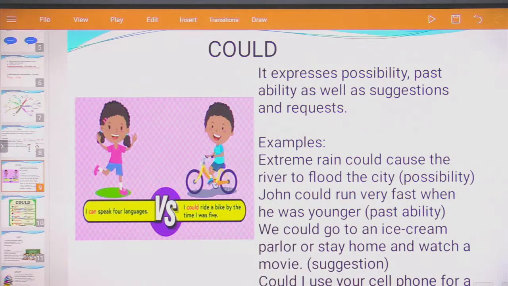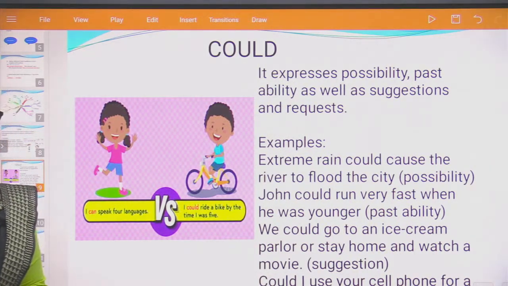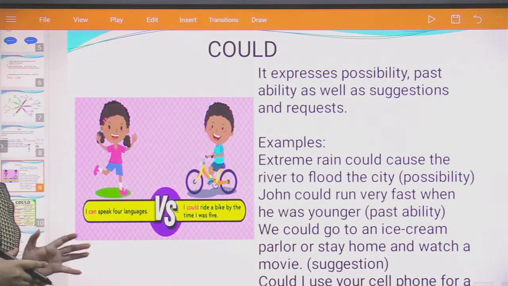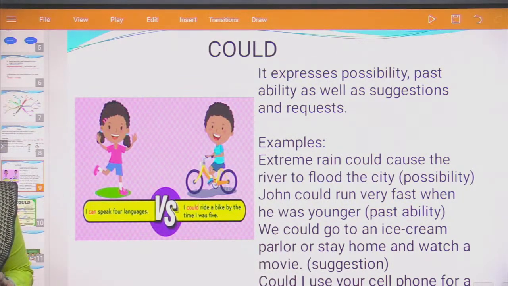Now next we have, student, could. So could is basically what we use to show the past form. This is the past form of can. Okay, now let's see what are the functions of this could modal, student. It is written here, it expresses possibility, past ability as well as suggestions and request.